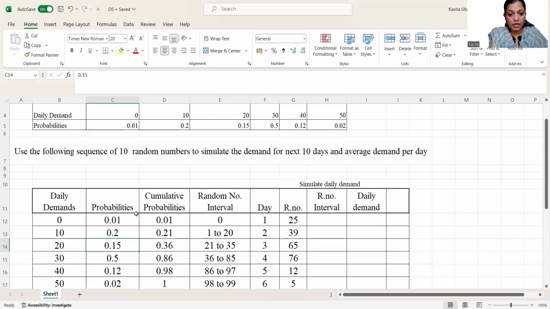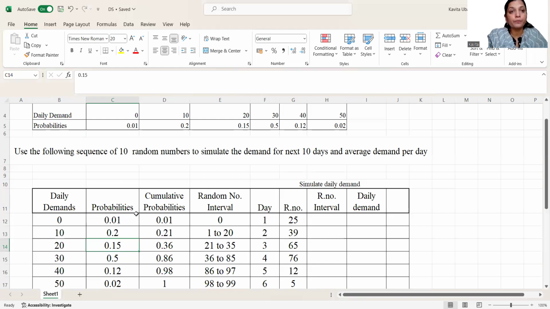Now the process or technique to simulate demand for the future, the next 10 days, means it is the future. That is why this technique is called a forecasting technique used in decision science. On the basis of this expected result, managers can take decisions.